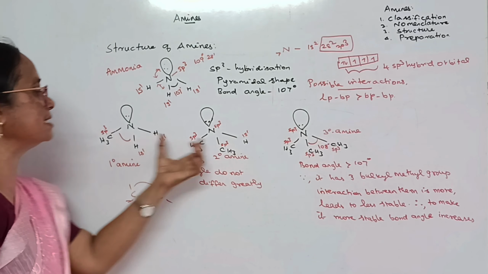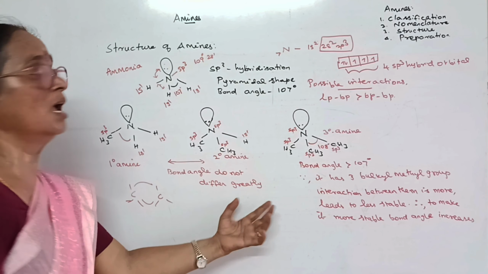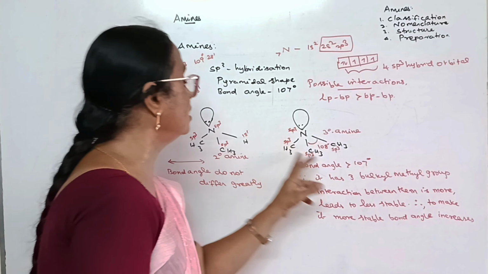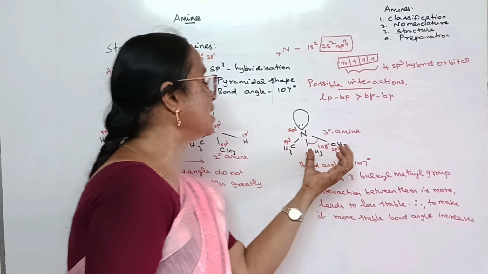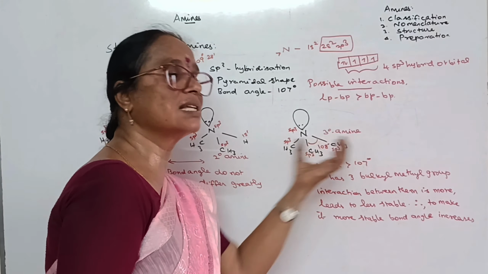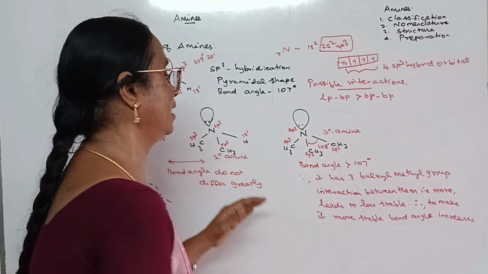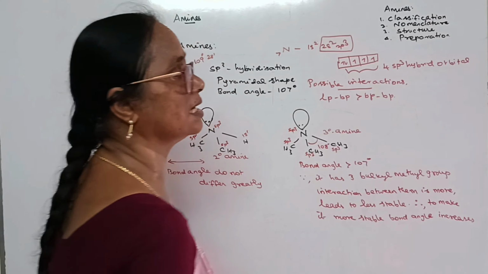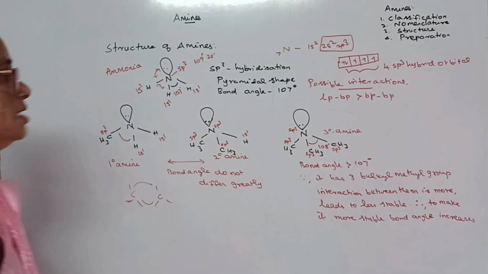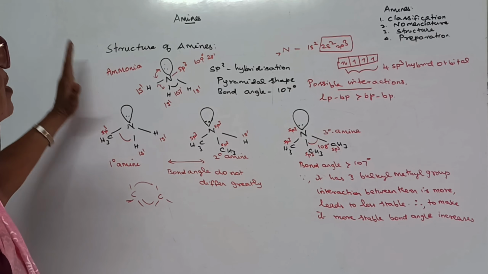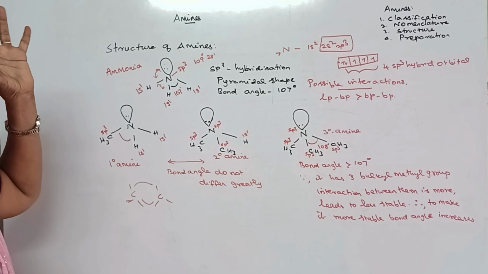In primary and secondary amines, the bond angles do not differ greatly. But in tertiary amines, all 3 alkyl groups are large enough. So because of the greater size, the repulsive forces will be maximum, and hence the bond angle increases to minimize the repulsion. Therefore, that makes the molecule stable. So that's all about the structure of ammonia and its amines.